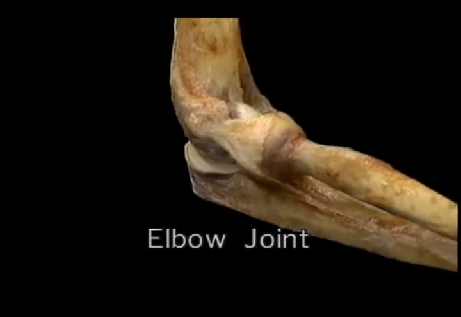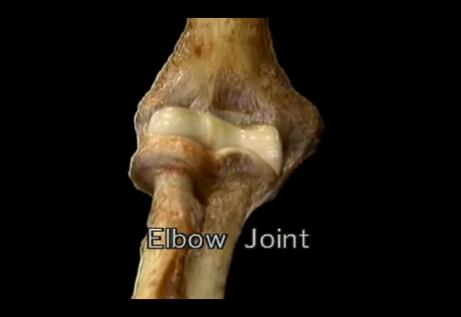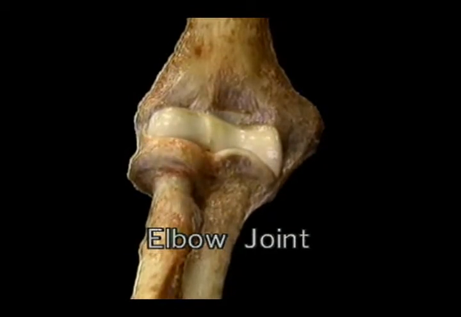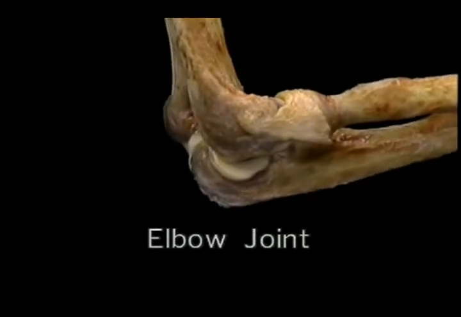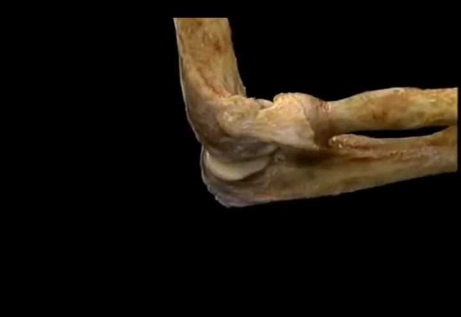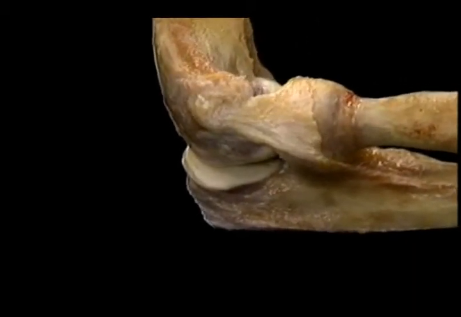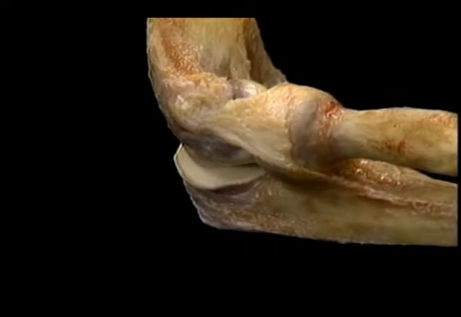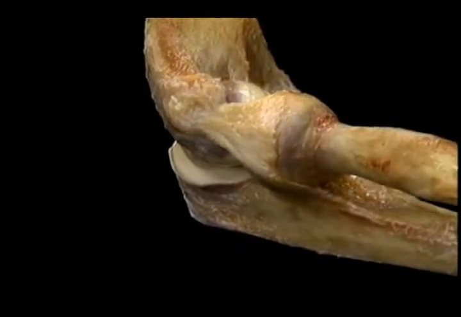Here's the joint with its loose capsule removed and its ligaments intact. Here's the front of the joint in extension, and here's the back of the joint in flexion. The key structure to understand is this remarkable ligament, which not only holds the radial side of the elbow together, but also holds the rotating head of the radius in place against the ulna.